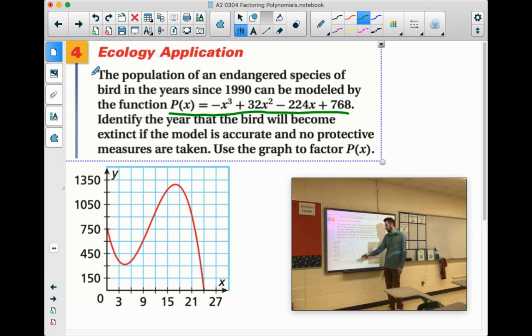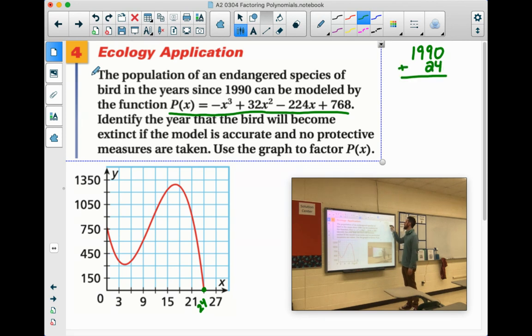So if you look, we're looking for zeros, right? Factors are going to be zeros of the function. It only crosses here, which these are going by threes, so we could say that's year 24. So 1990, 24 years later, let's see, 4, 11, 2014 is going to be the year that they get extinct.